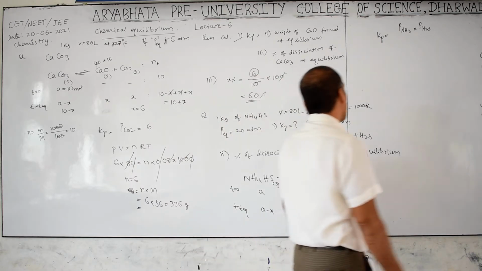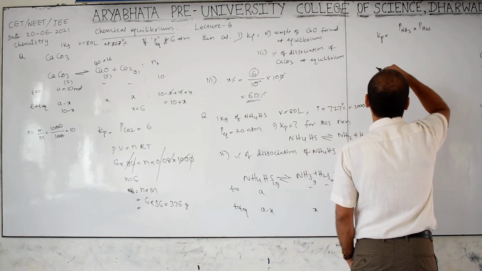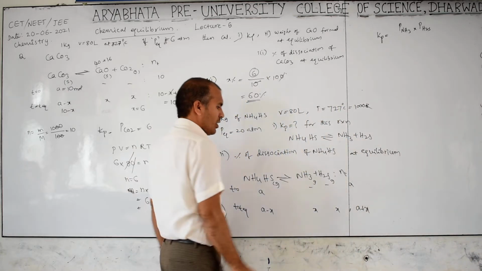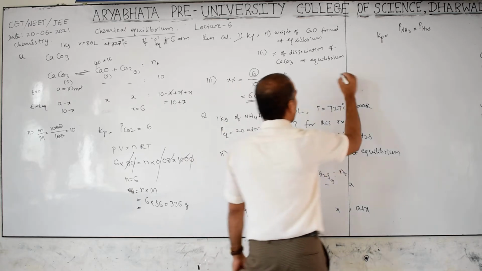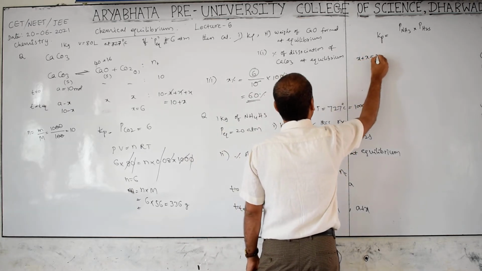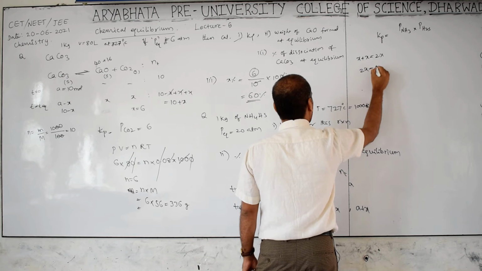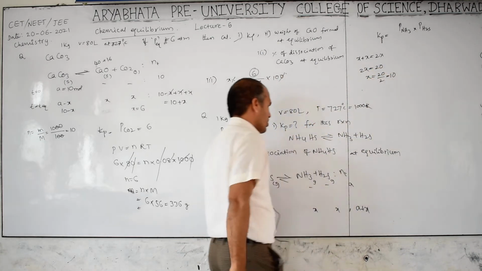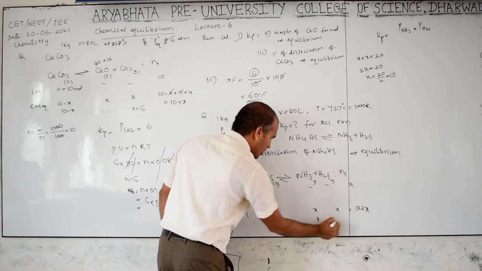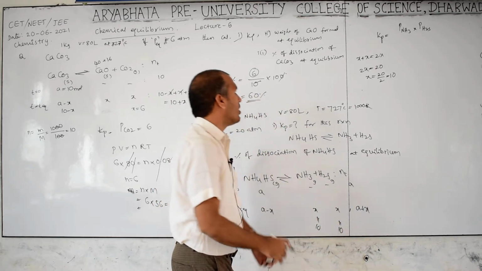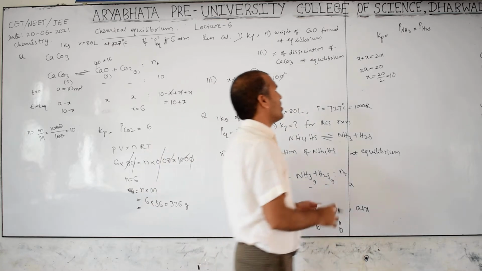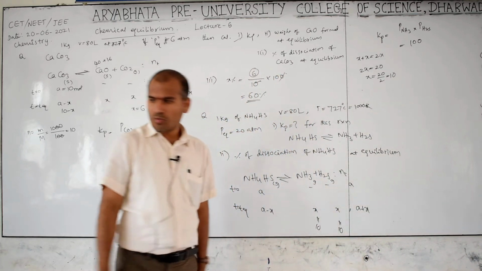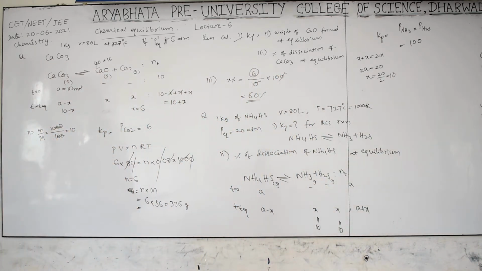Okay, then we know the partial pressure. This is the total equilibrium pressure, how much? That is 20. Then x plus x is 2x. Therefore 2x is equal to 20, so x is equal to 20 by 2, that is 10. So each answer is 10. Then 10 into 10 is 100. So one is completed, that is Kp.